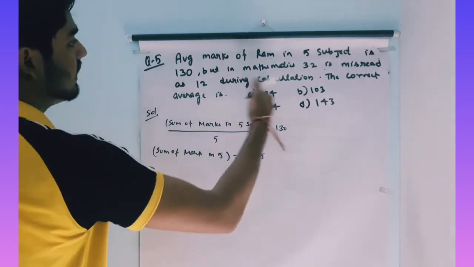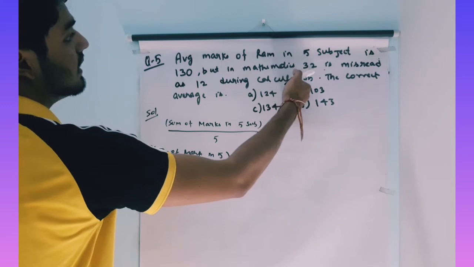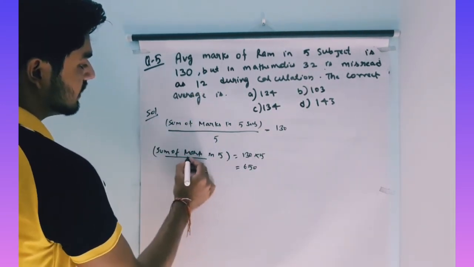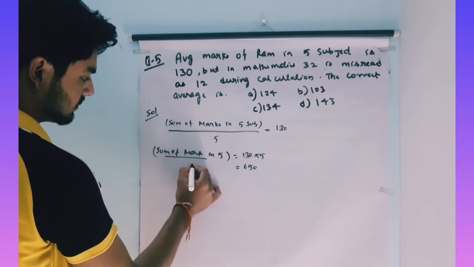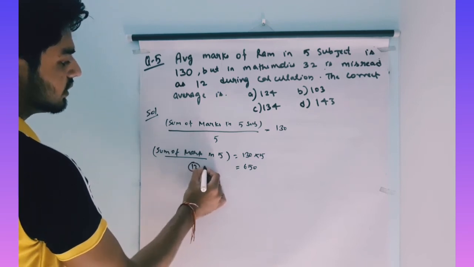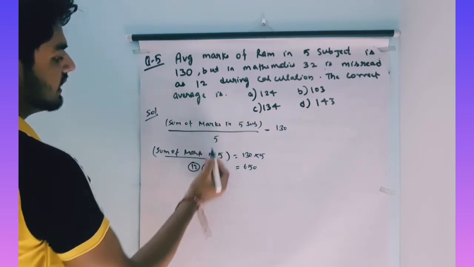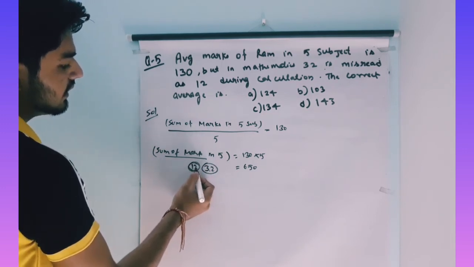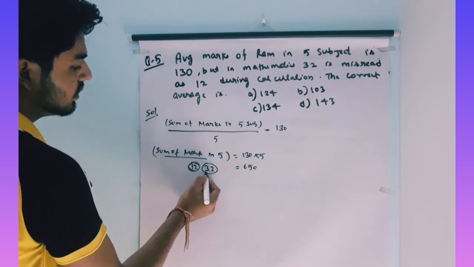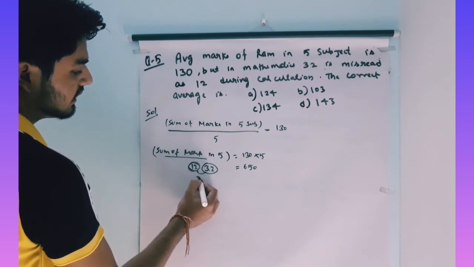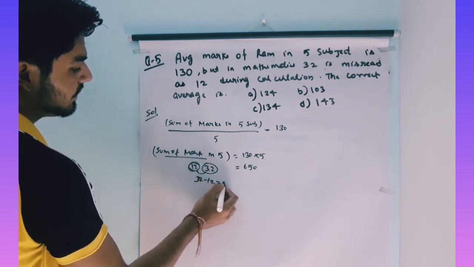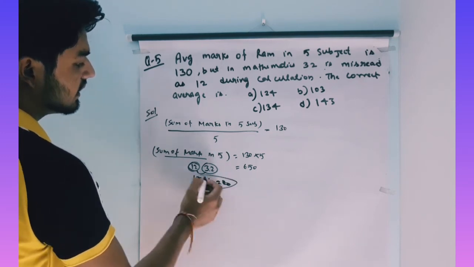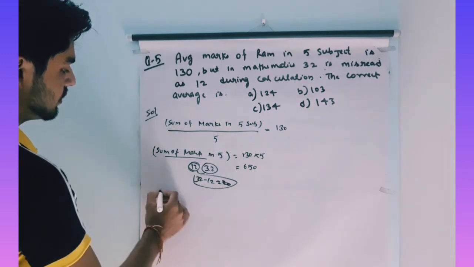But it is given that in mathematics 32 is misread as 12. So in the total sum, we wrote 12 in place of 32. We had to write 32, but we mistakenly wrote 12. So we wrote 20 less marks in this average. So we have to cover that up.